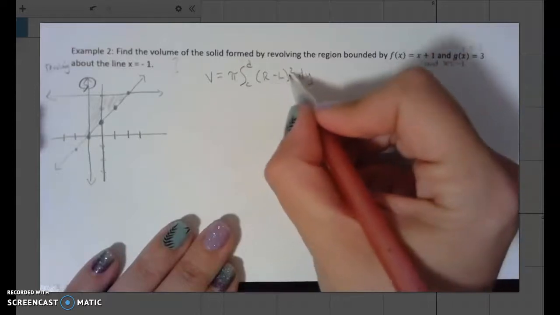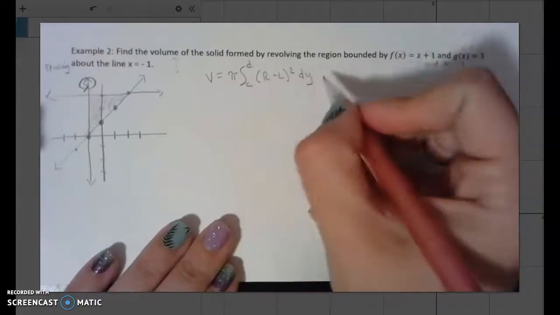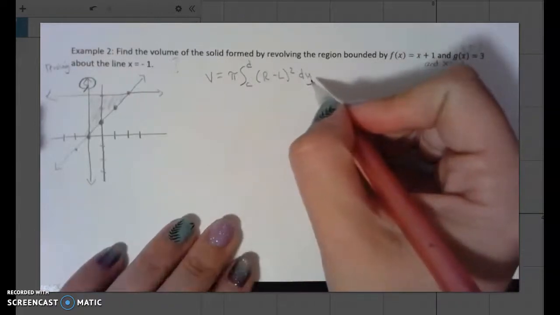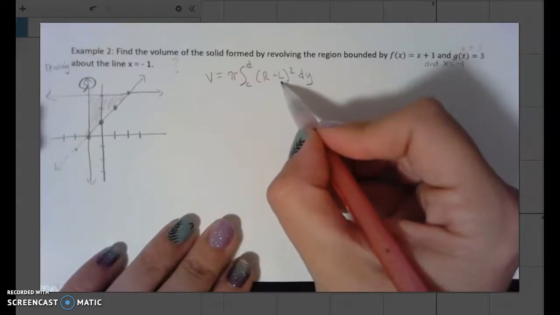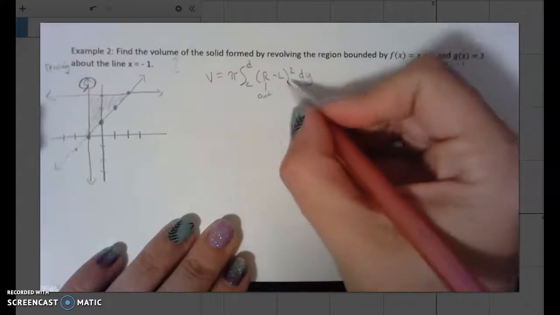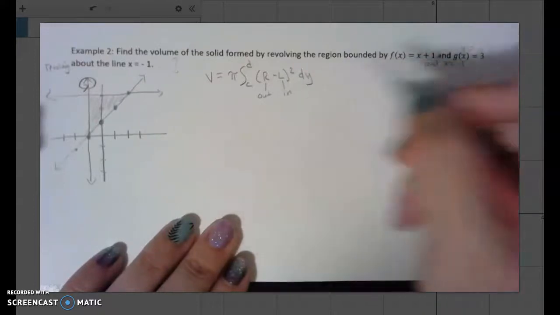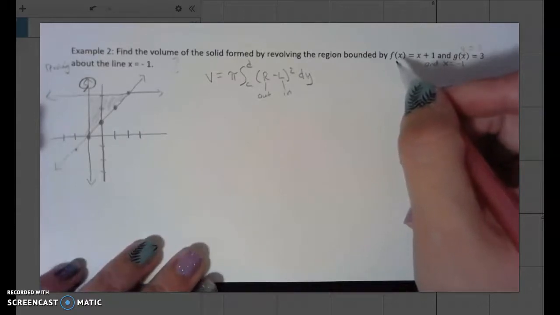So remember, these have to be in terms of y, these have to be y values, and we have to have the y here. That means in order to put a function in for the right function and a function in for the left function, or we were also calling this the outside function and the inside function, we need to have them in terms of y. That means they need to be solved for x.